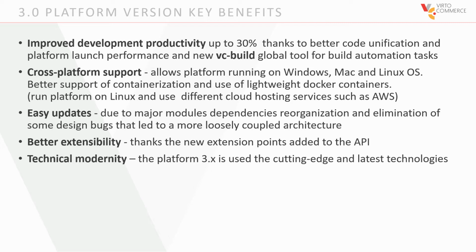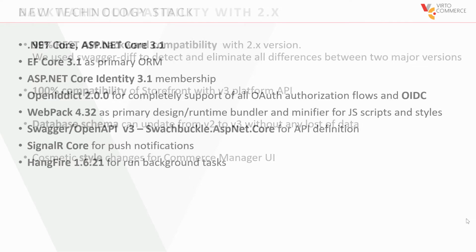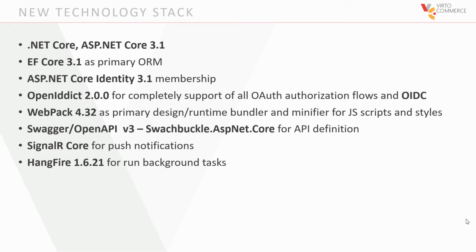The platform's extensibility and the modules have been improved. We have added many new extension points. For example, the catalog domain model is now extendable. The most important benefit is that we are using cutting-edge and the latest technologies for our products. Take a look at this list. The latest platform version uses the ASP.NET Core 3.1, while EF Core 3.1 is still used as the primary ORM.